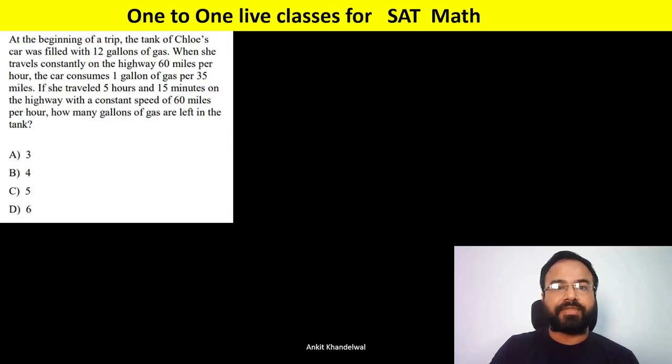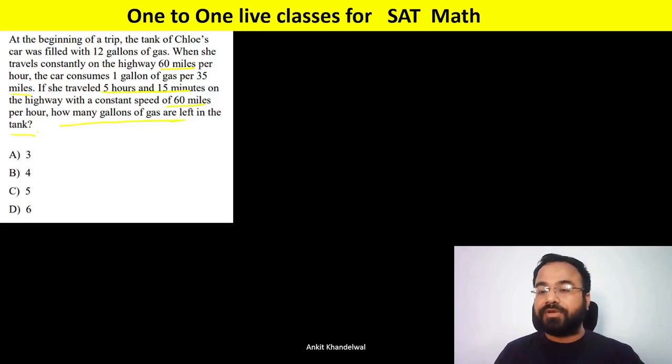Look at this question. It says at the beginning of a trip, the tank of Chloe's car was filled with 12 gallons of gas. When she travels constantly on the highway at 60 miles per hour, the car consumes 1 gallon of gas per 35 miles. In every 35 miles, 1 gallon of gas is consumed. If she traveled for 5 hours 15 minutes on the highway with a constant speed of this, how many gallons of gas are left in the tank?